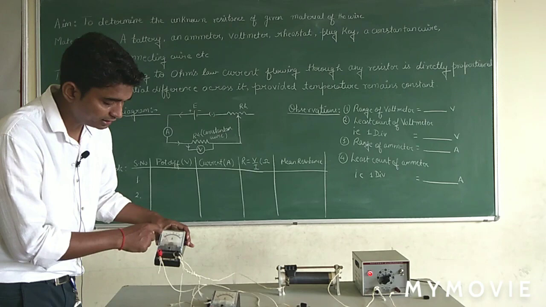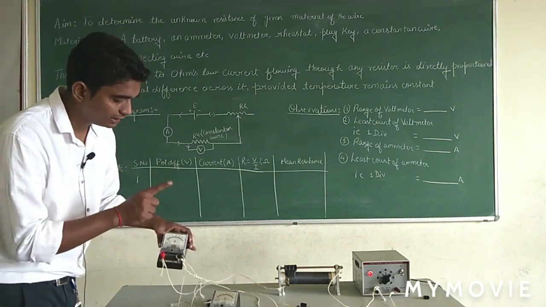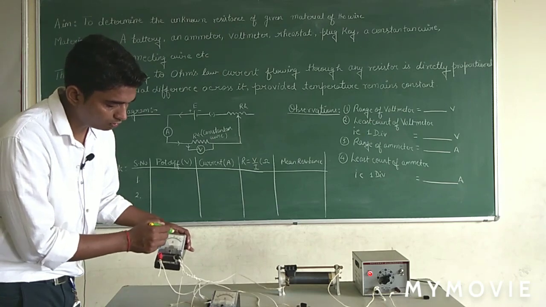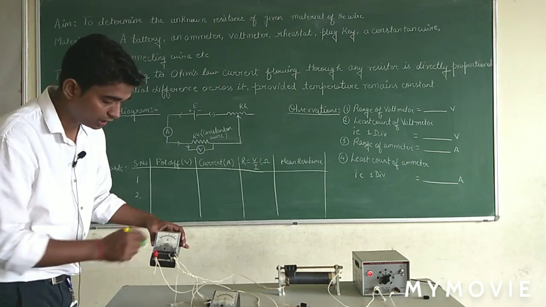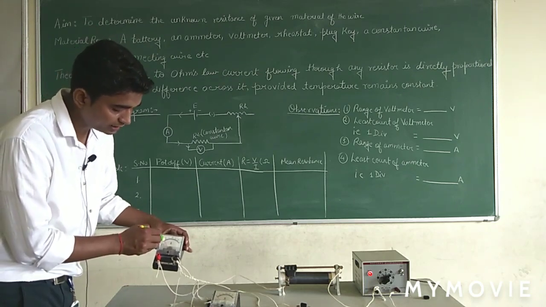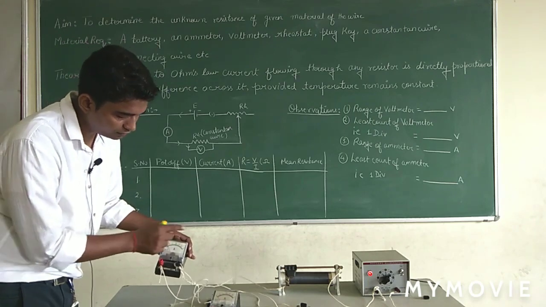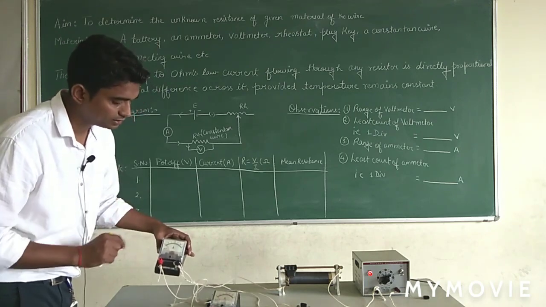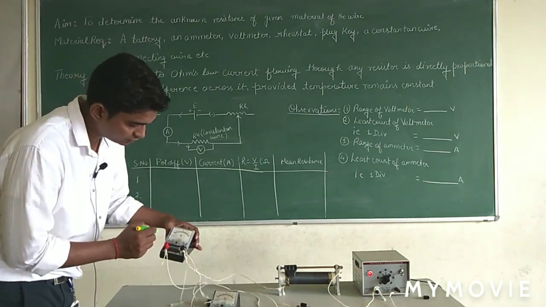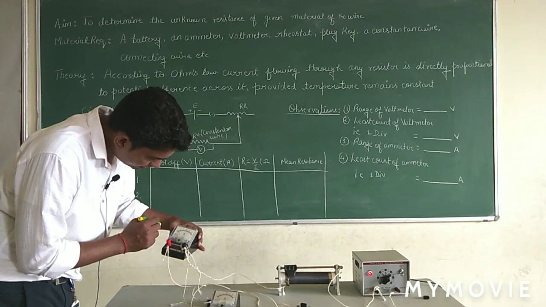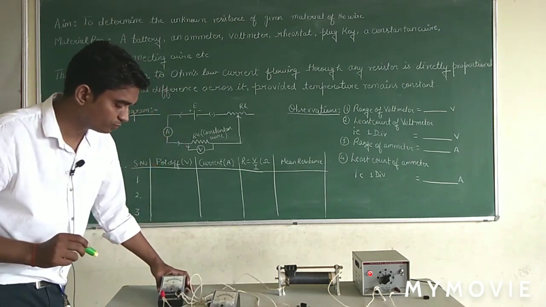So I will take it as a range. I can take 0 to 3 also as a range, but then I have to calculate all the divisions between them. That will become a very tedious task. So I am taking 0 to 0.5 as my range, and the number of divisions between it will act as the total number of divisions in my range. This needs to be done very carefully. I am observing 10 divisions between 0 and 0.5.